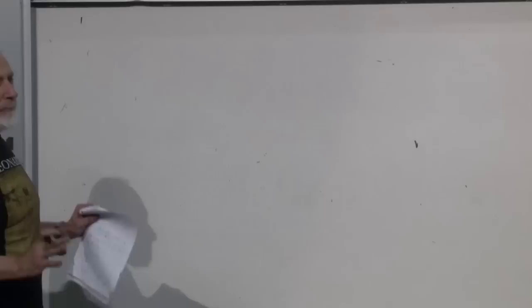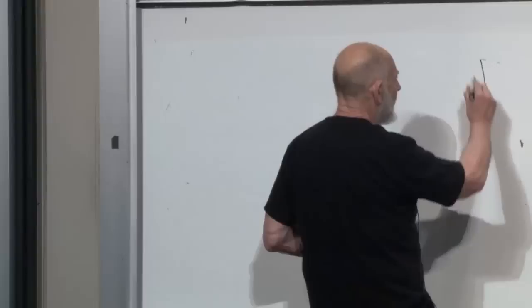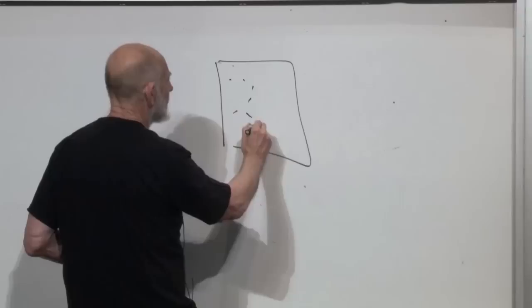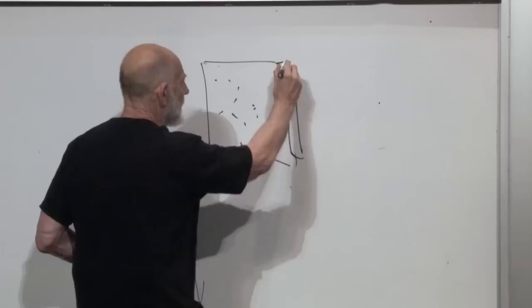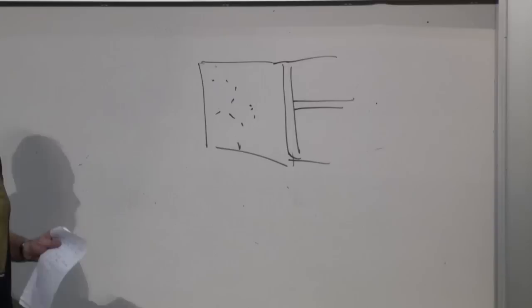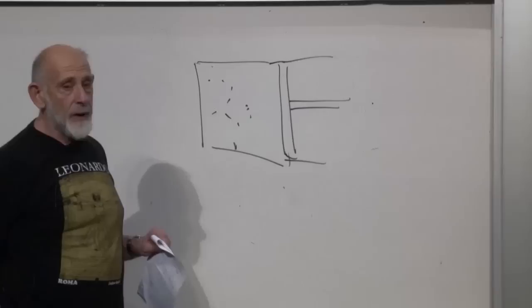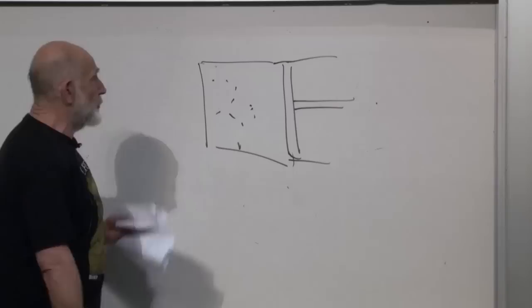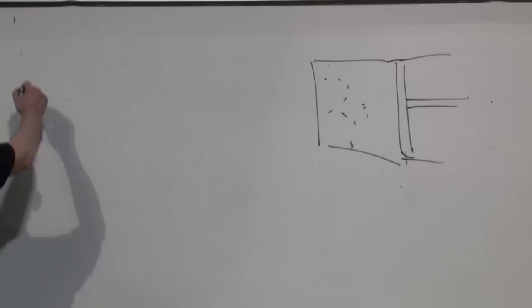Let's take our independent variables. The system is a box of gas, and it has a plunger, a piston, which allows us to change the volume of the gas. We can push it in, we can push it out. What are the independent variables? There are two independent variables. One can take them to be the temperature and the volume, or you could take them to be the energy of the box and the volume. We'll take them to be the energy and the volume.